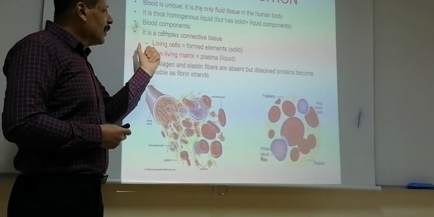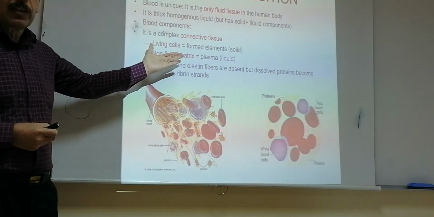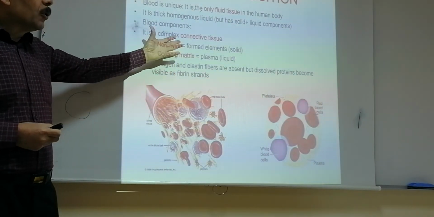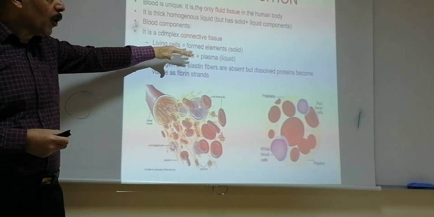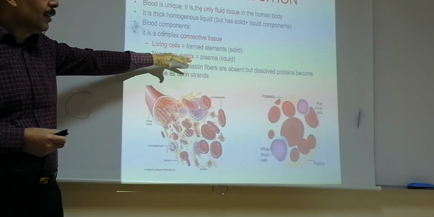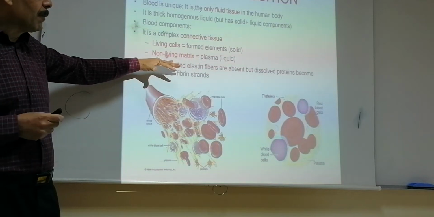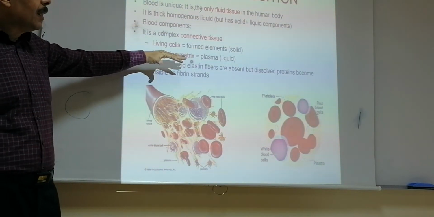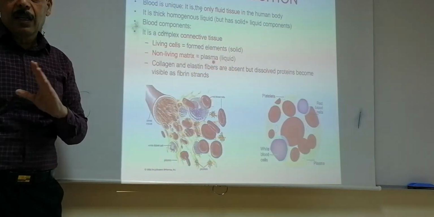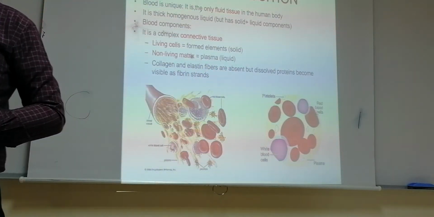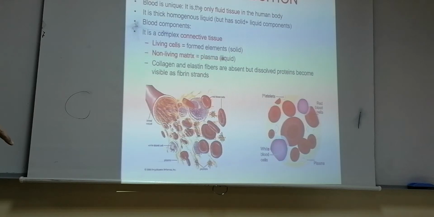The blood is a complex connective tissue. It contains living cells, which are the formed elements, the solid part of the blood, and a non-living matrix, which is the plasma. So it has two parts, the plasma and the cells.